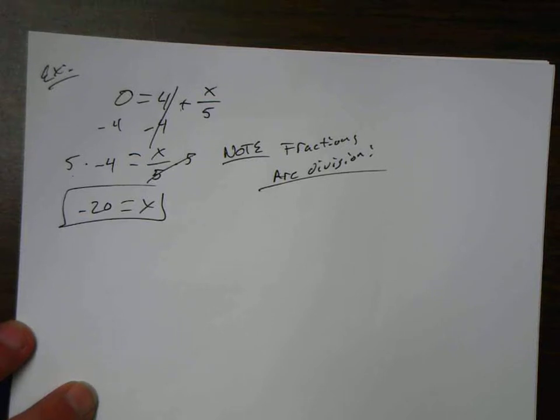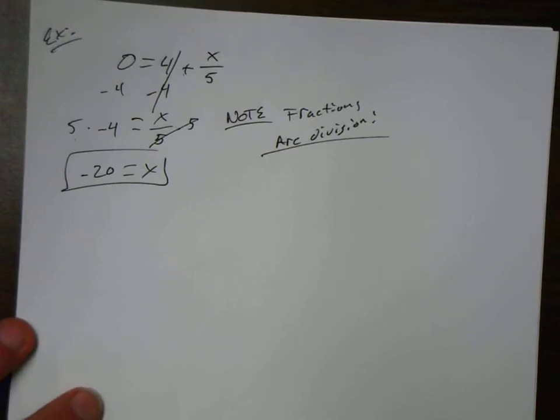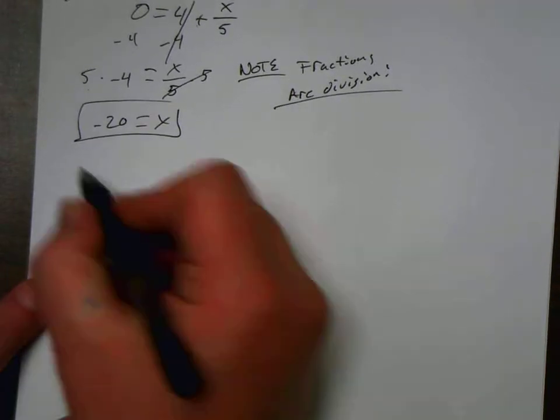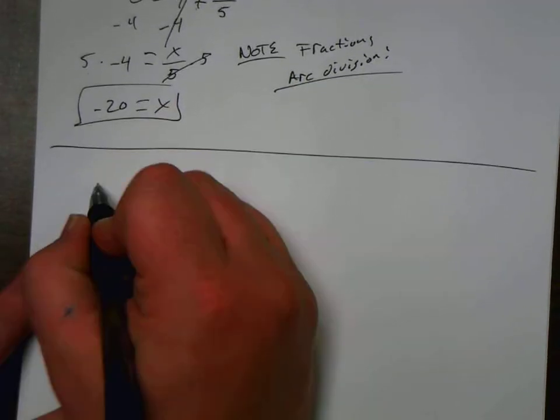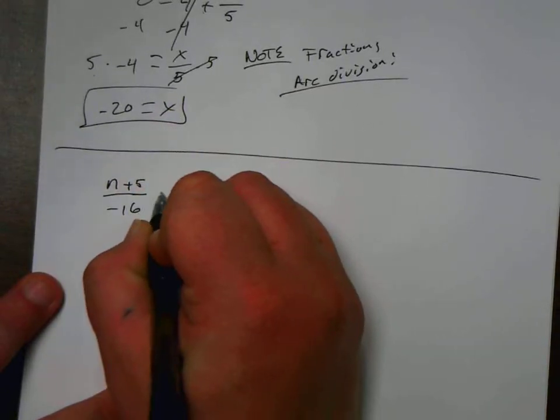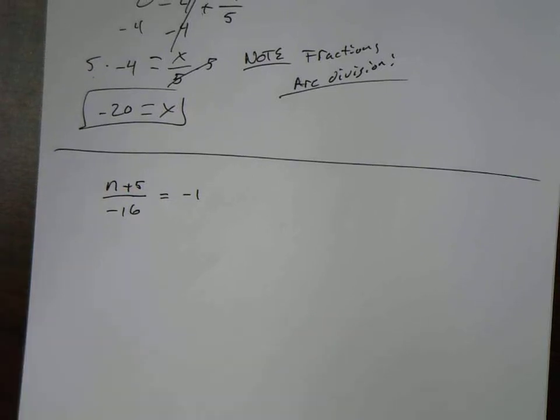All right, not so terrible. Let's do one more here. Let's try n plus 5 over negative 16 equals negative 1.